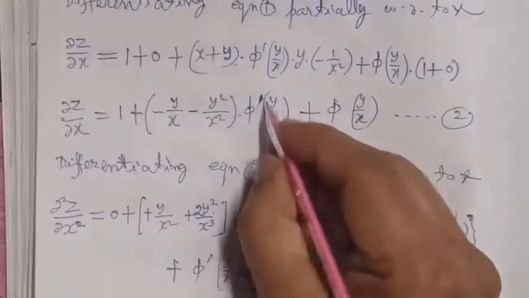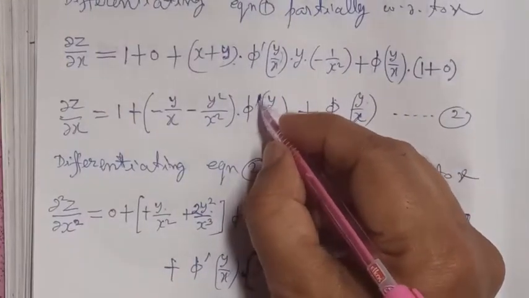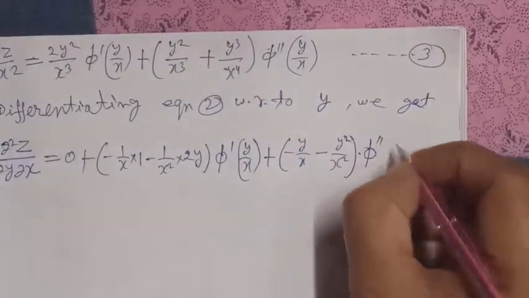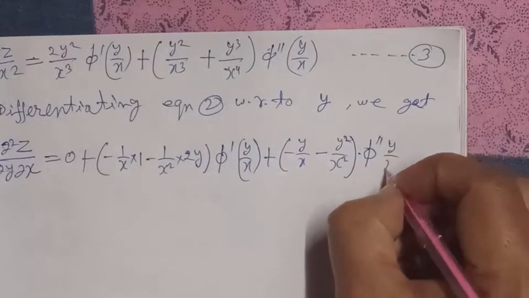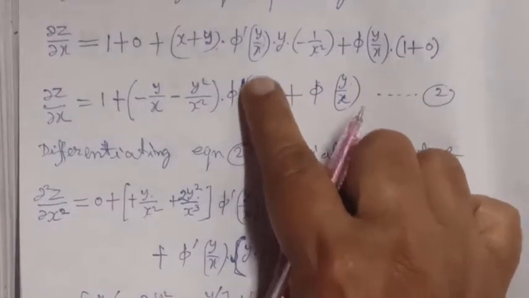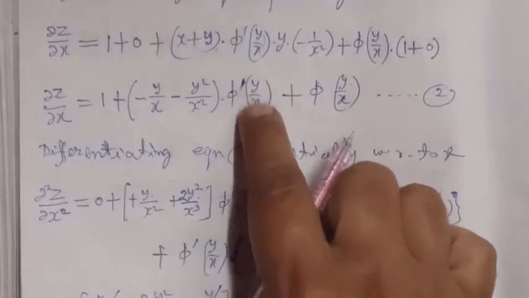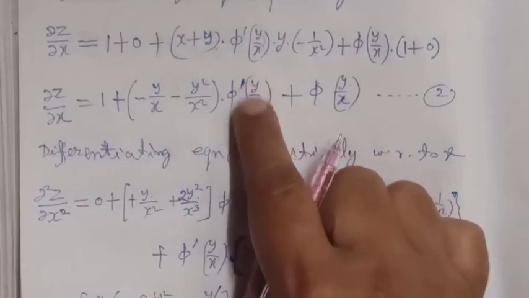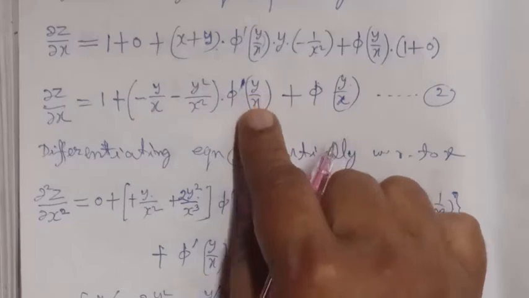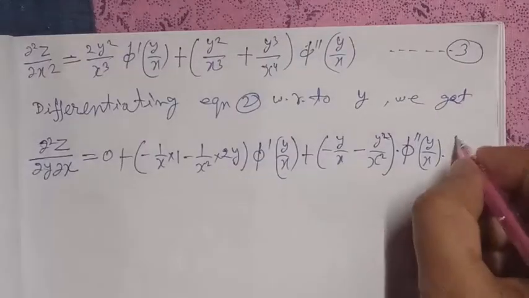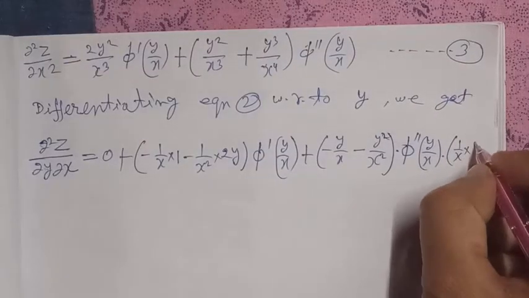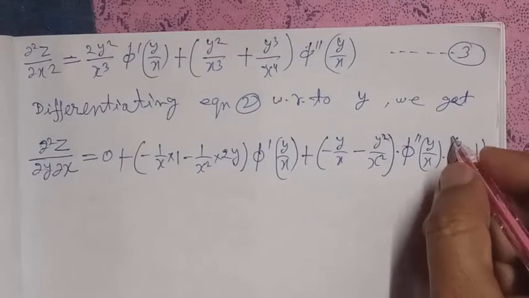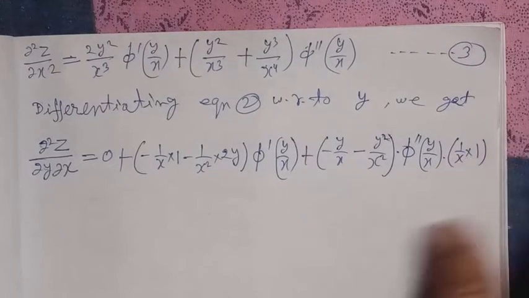On differentiating this, because this is y dash, the first derivative, on differentiation with respect to y it becomes y double dash. But it is also a function of y upon x, so here I differentiate y upon x with respect to y. For y, x is constant, so I take 1 upon x as constant, and differentiation of y with respect to y gives only 1 upon x.